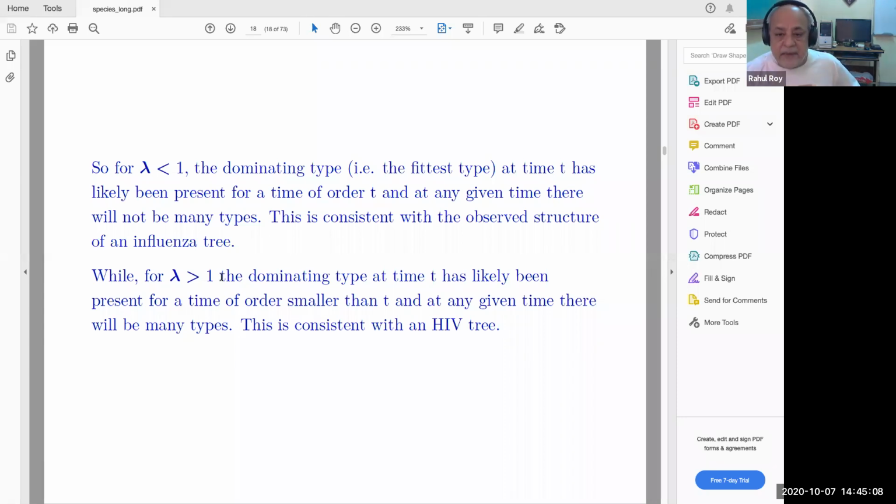Whereas if lambda is bigger than 1, the dominating type at time t has likely been present for a time of order smaller than t, and at any given time there will be many types, and this is what's consistent with an HIV tree.